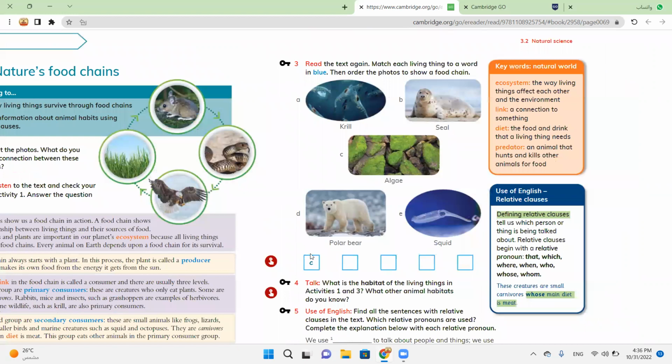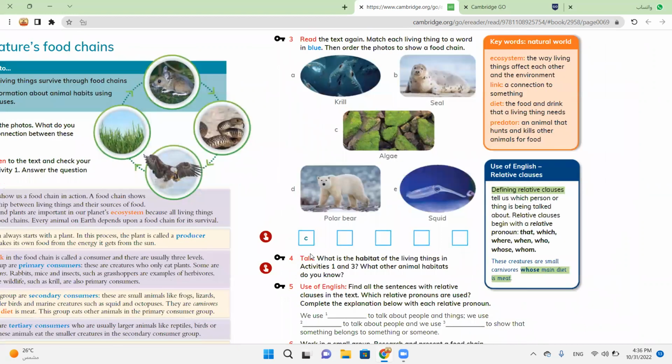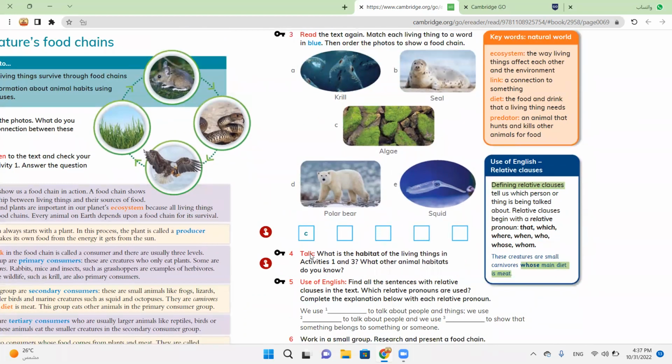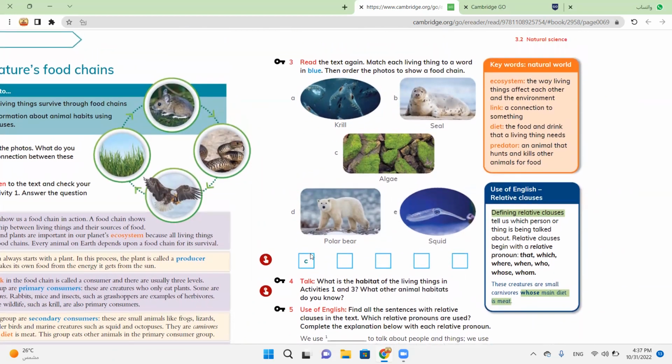What do you think? Some types of habitats are forests, deserts, oceans, and ice waters. So these are all the different types of habitats, right? So try to guess, where does the seal live? Where does the polar bear live? At the same place or different places?